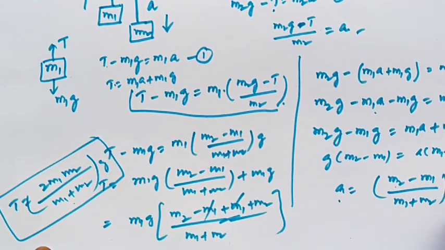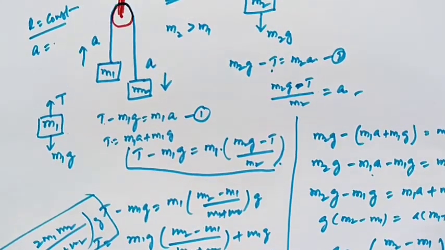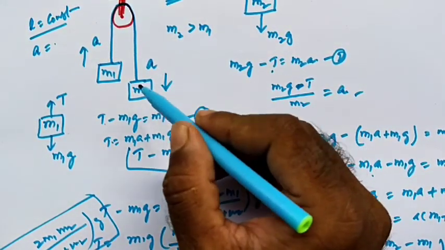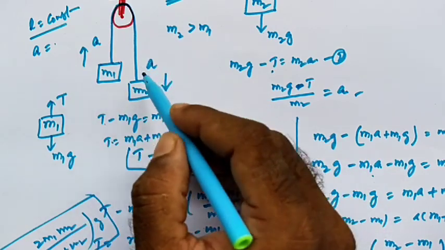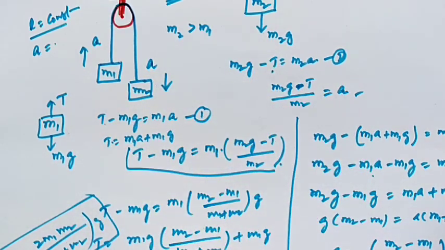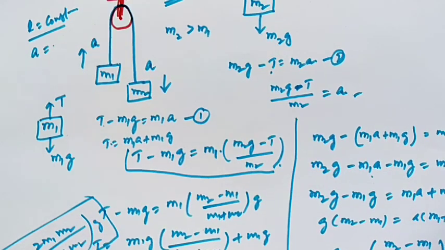So we got two things, a and T, from this. This is Atwood motion, connected bodies and Atwood motion. In this way you can calculate the acceleration of the system and the tension in the system. More things on this Atwood motion we will discuss in the next video.